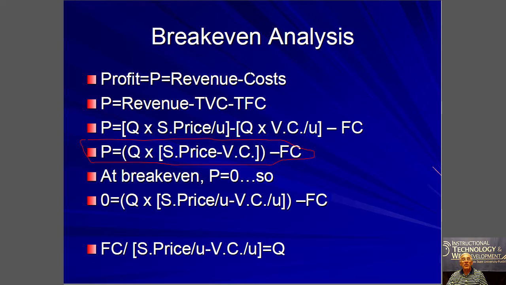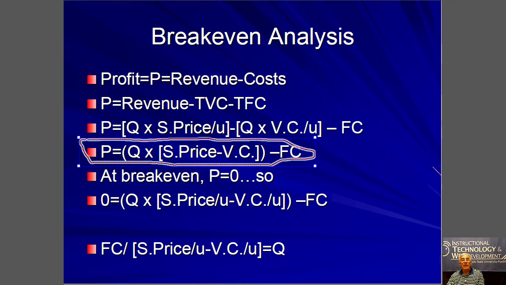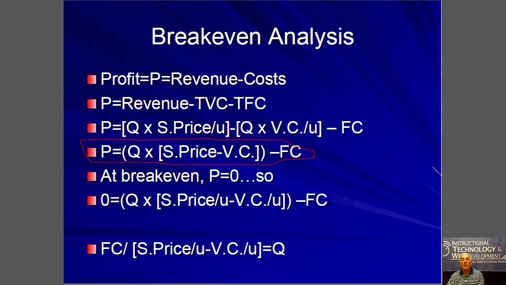Profit equals revenue minus costs. There's two kinds of costs, variable and fixed. So profit equals revenue minus total variable cost minus total fixed cost. Revenue equals quantity times selling price per unit. Total variable cost equals quantity times variable cost per unit. And we still have total fixed costs left over.